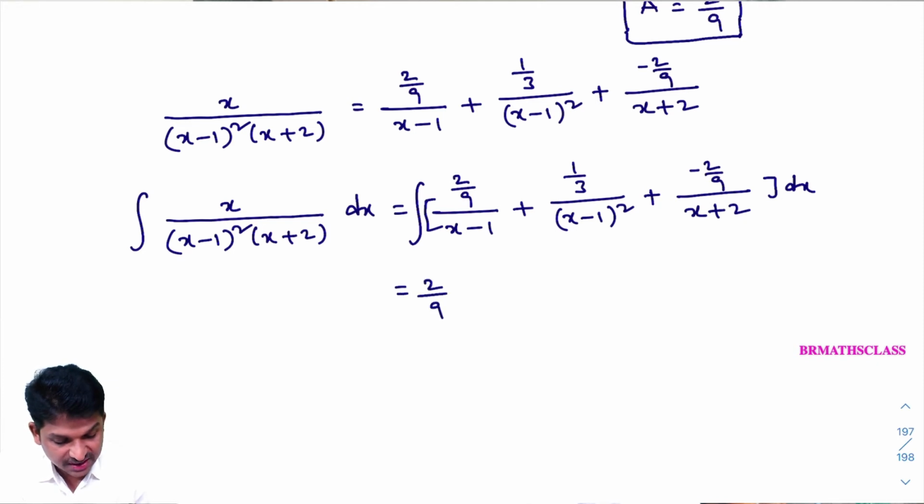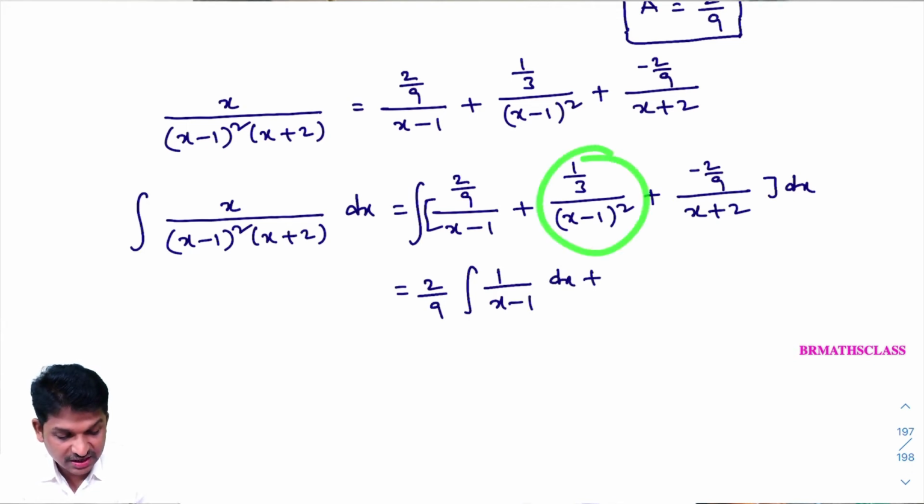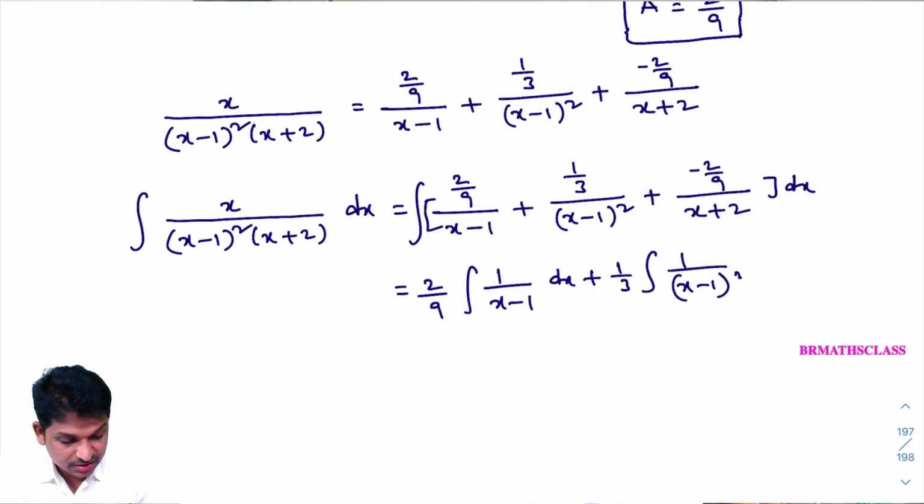Take it outside. 2 by 9 into integral of 1 divided by x minus 1 into dx, plus I want to integrate this one here. 1 by 3 is constant. Take it outside. 1 by 3 into integral of 1 divided by (x minus 1) whole square into dx, minus 2 by 9 is constant. Take it outside. Integral of 1 divided by x plus 2 into dx.